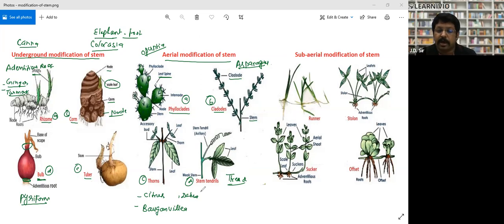Actually, there are leaf tendrils too. Leaf tendrils are never branched, while stem tendrils are branched actually. That is the difference between the two. That's why I'm telling you to underline the point: they may be branched or unbranched. Example: grape, Vitis vinifera, and Cucurbita. So there are two examples. Clear? That was modification of aerial stem.